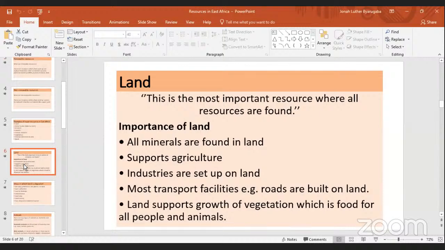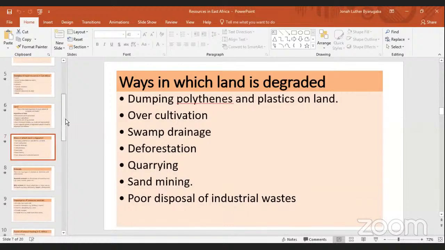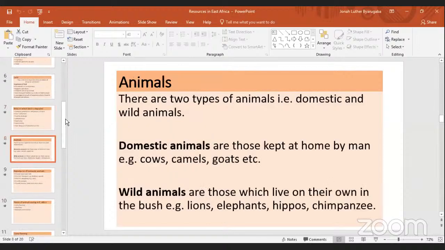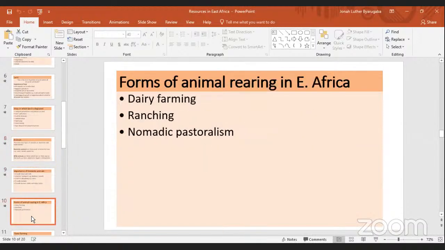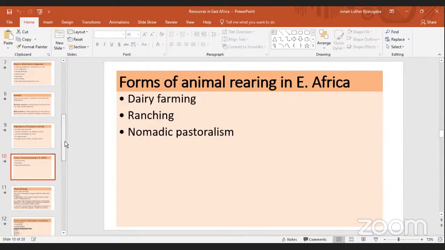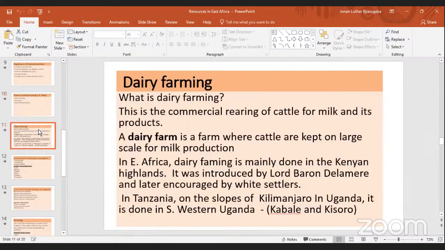We discussed ways in which land can be degraded. We also went to animals. We discussed the two types of animals, domestic and wild animals. We went to the importance of domestic animals and forms of animal keeping in East Africa, where we discussed dairy farming, ranching and nomadic pastoralism.